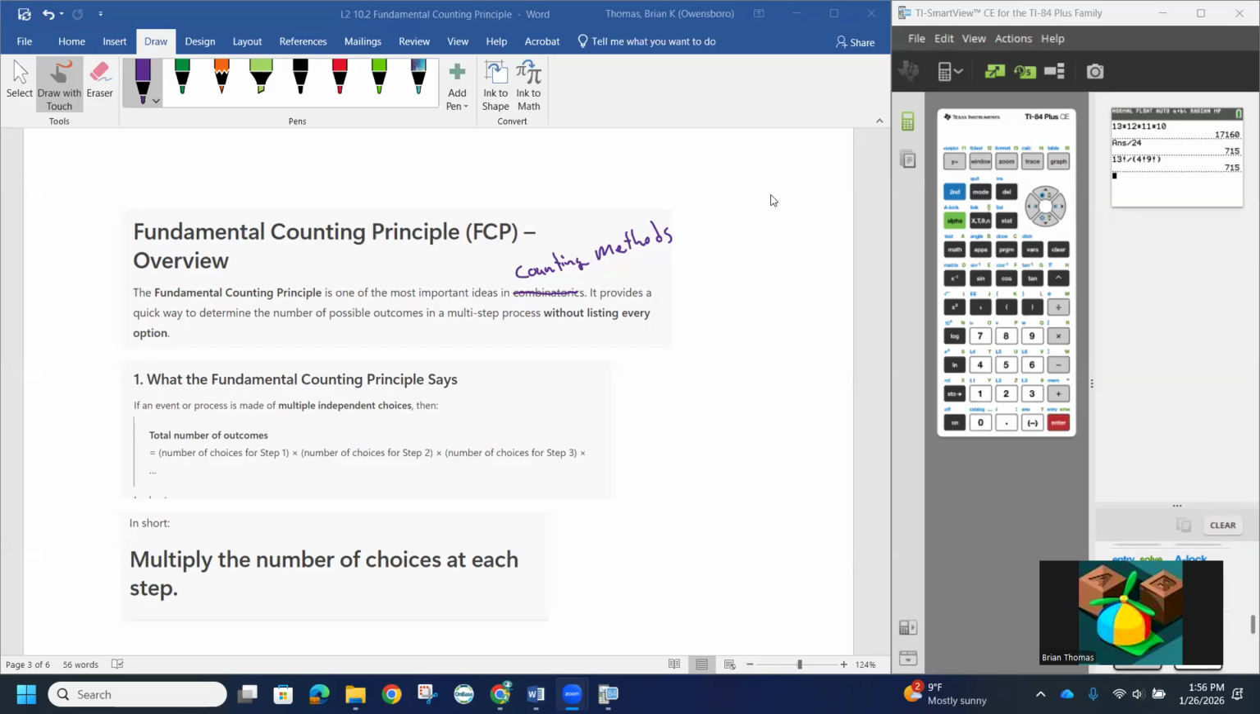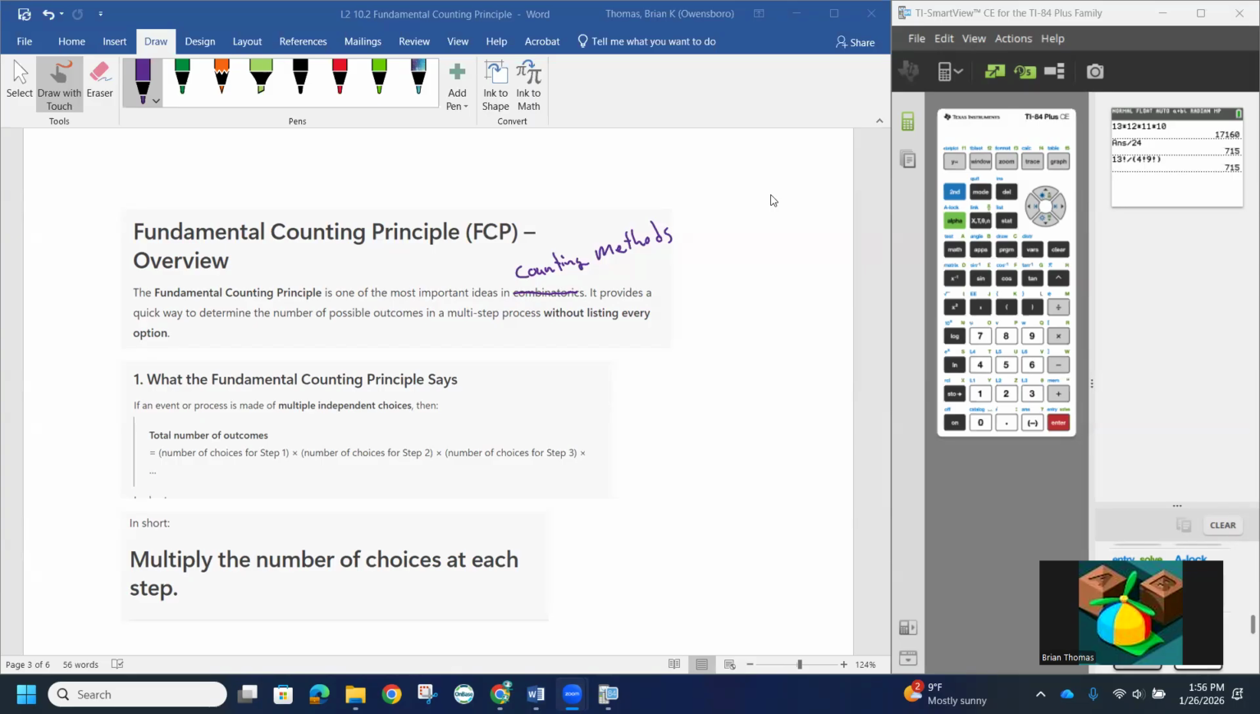The fundamental counting principle is one of the most important ideas in combinatorics, or just call it counting methods, if you will. The fundamental counting principle is very important to counting methods. It provides a quick way to determine the number of possible outcomes in a multi-step process without listing every option.